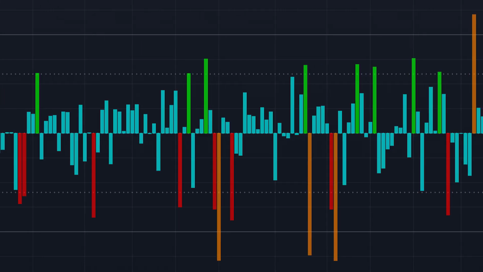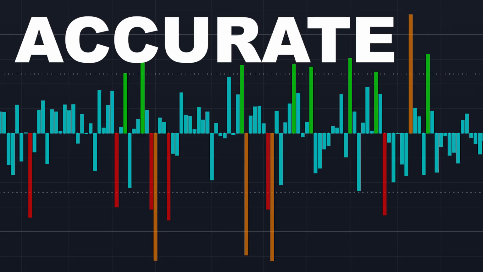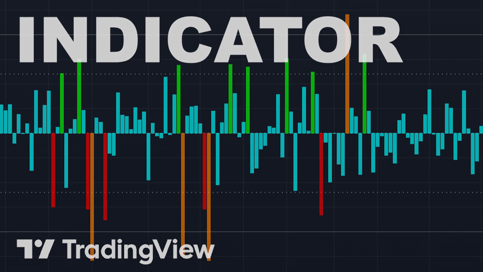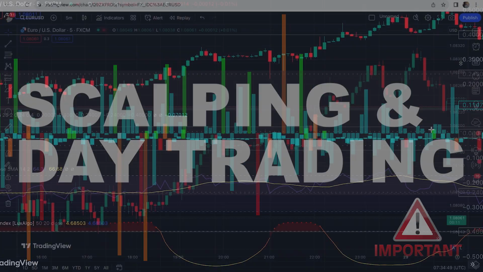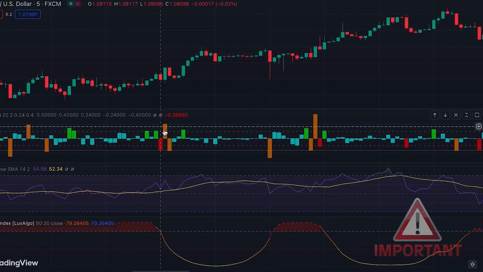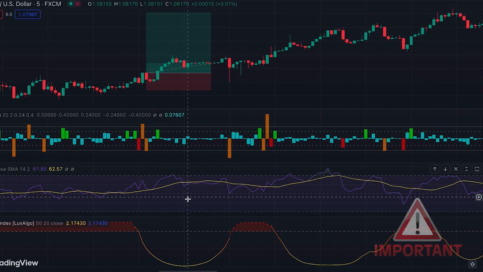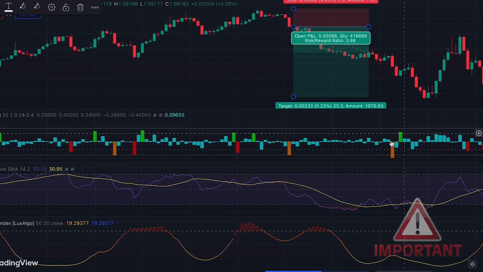In today's video, I want to introduce one of the best and most accurate buy-sell indicators on TradingView, which is suitable for scalping and day trading. Please watch this video until the end because I'm going to teach you a trading strategy based on this indicator for finding the best trading opportunities in the market.